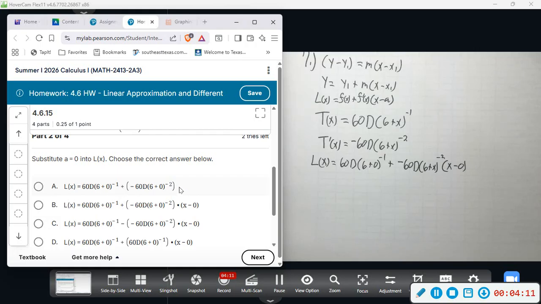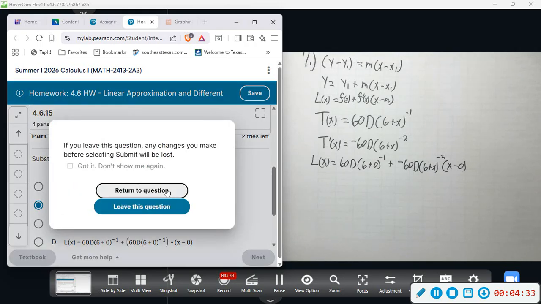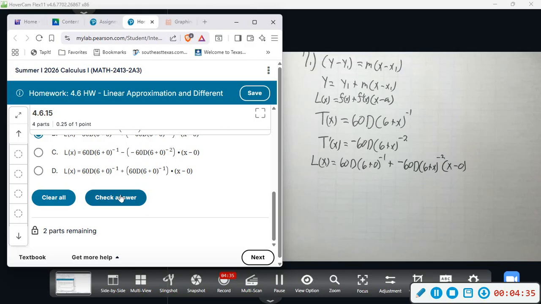This one is missing the x minus 0 factor. This one looks good, but double check. This one has a minus minus. We have a plus and then a minus. And then this one just has a plus. So B looks best as far as plugging into our formula. Sorry, I keep wanting to hit next.